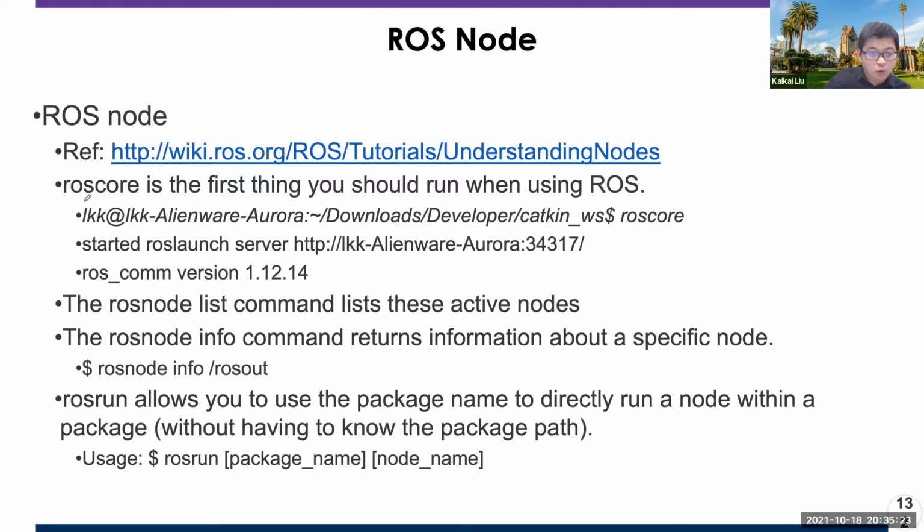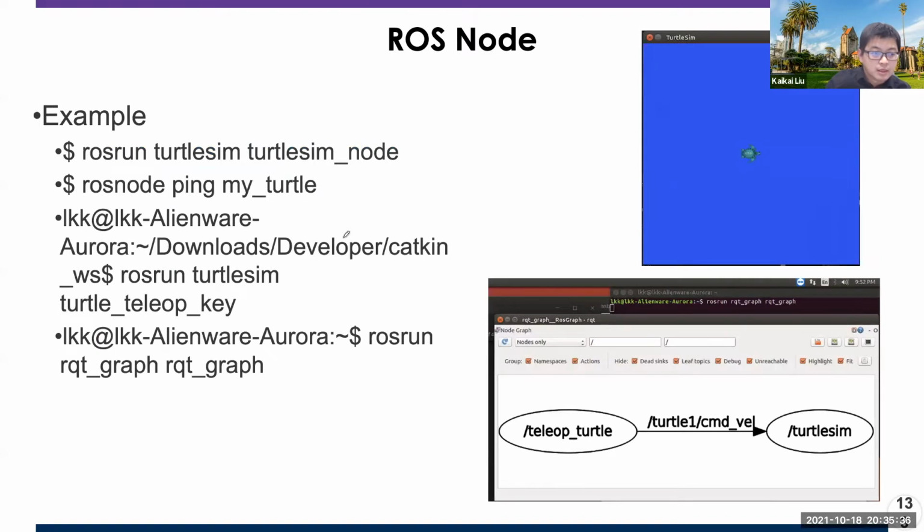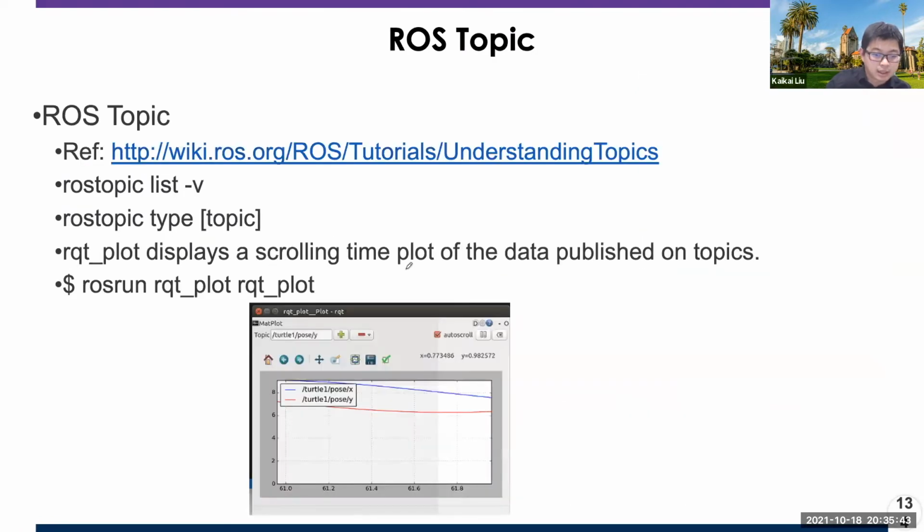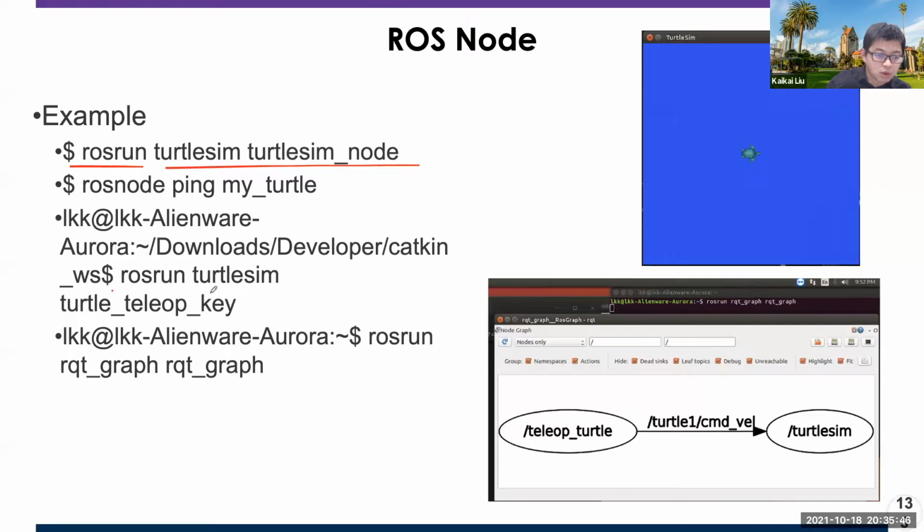So if you want to run the ROS node, the first thing is that you need to run roscore. You can see the ROS communication versions. You can also see the rosnode info, the information of the different ROS nodes. The simple thing is you can run turtlesim with a single node. Yes, so you can use rosrun turtlesim, and then you can also run another node, just run rqt_graph. You can see this kind of graph about the node's messages to different nodes.